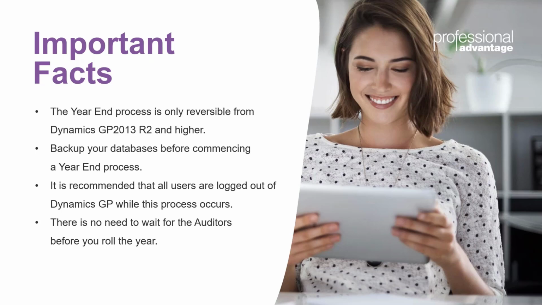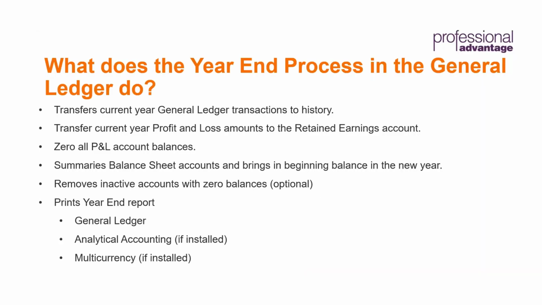What actually happens when GP does a financial year-end process? When we do a year-end process in the general ledger, it transfers the current year's general ledger transactions to history, firstly. Then it transfers current P&L amounts to the retained earnings. It zeroes all the P&L account balances. It summarizes the balance sheet accounts, brings in beginning balance in the new year, removes inactive accounts with zero balances, which of course is optional because not everybody requires that functionality. And the last thing is it prints the year-end report.